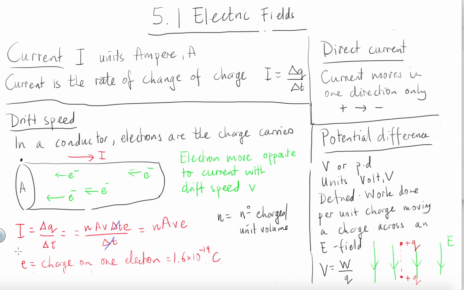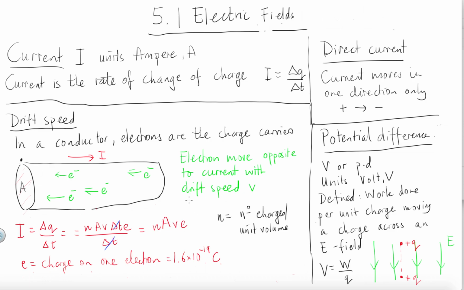And one can derive an alternate formula for current, which is nAve, where n is the number of charges per unit volume. So the better the conductor, the larger the number of charges per unit volume, therefore the larger the current. A is the cross-sectional area of the wire. The larger the cross-sectional area, the larger the current.